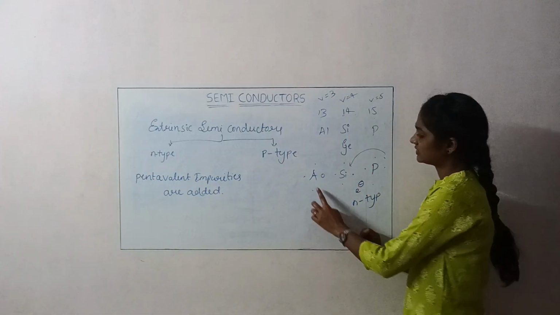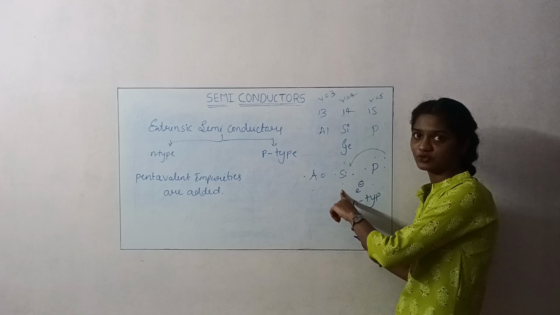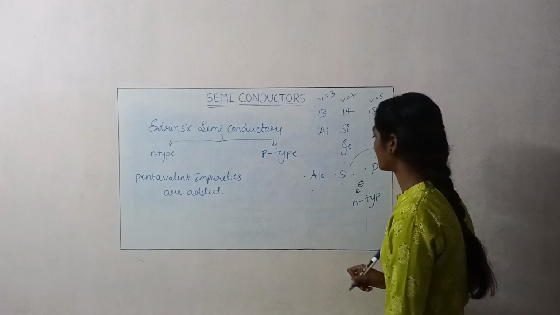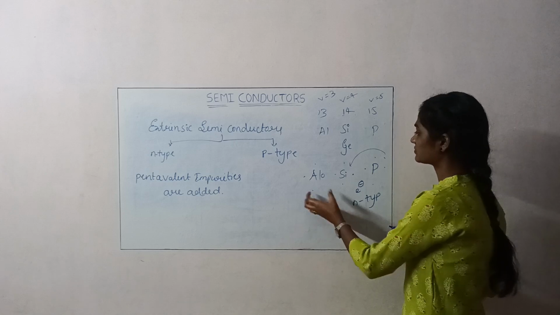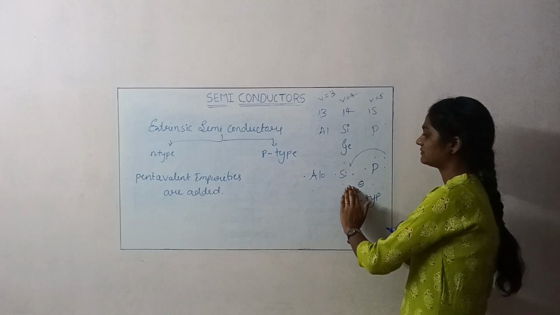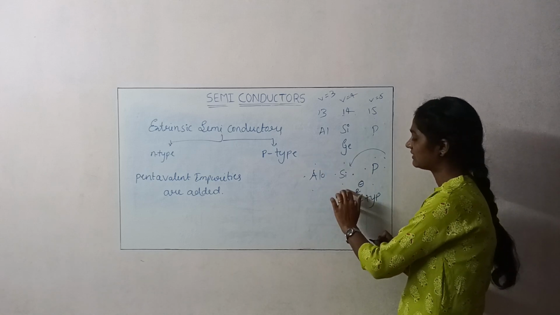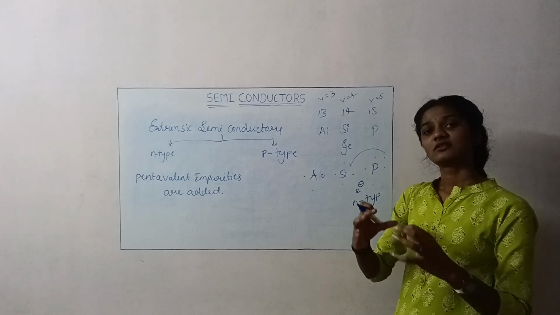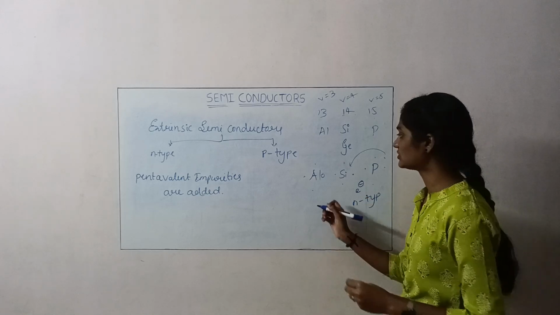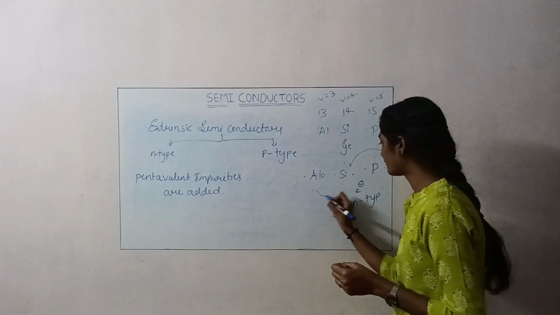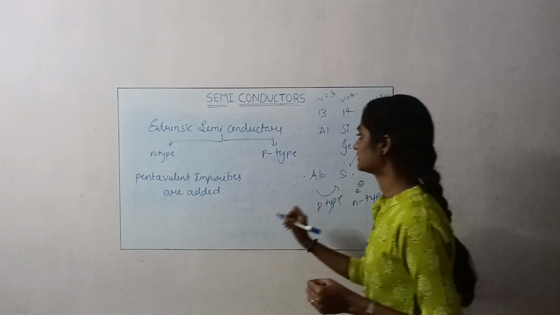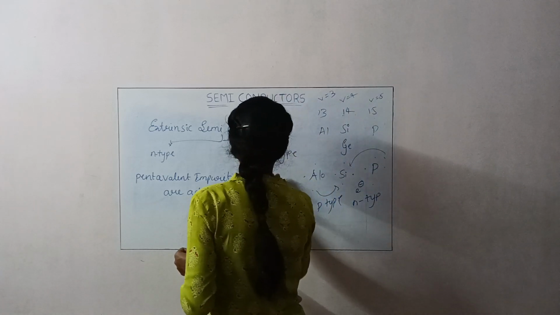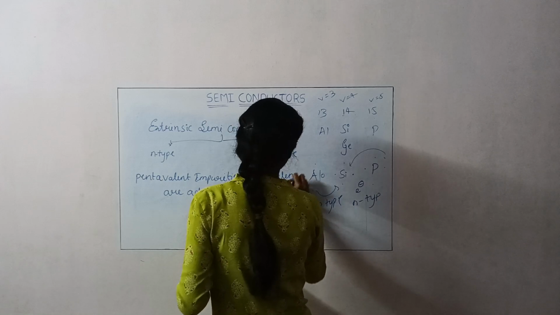Okay. And if we add a trivalent impurity, that is aluminium, which has one less electron. So if we add trivalent impurities to the silicon, then there is an excess of holes. Holes means positive charge. So therefore that will become P type semiconductor. Trivalent impurities are added.